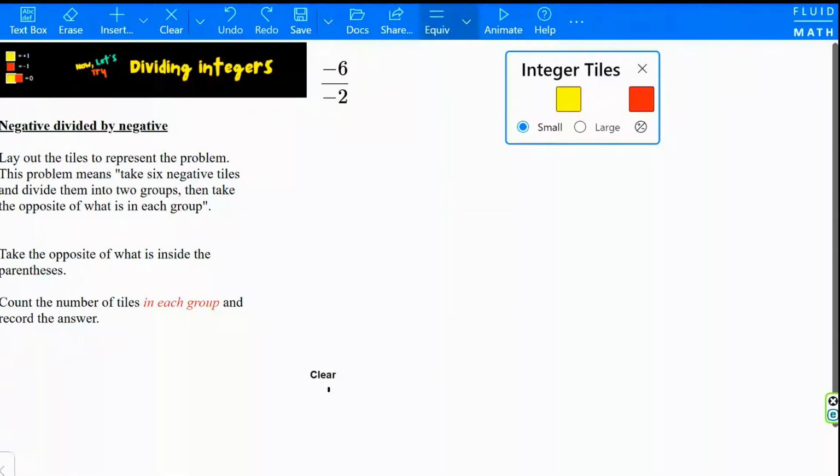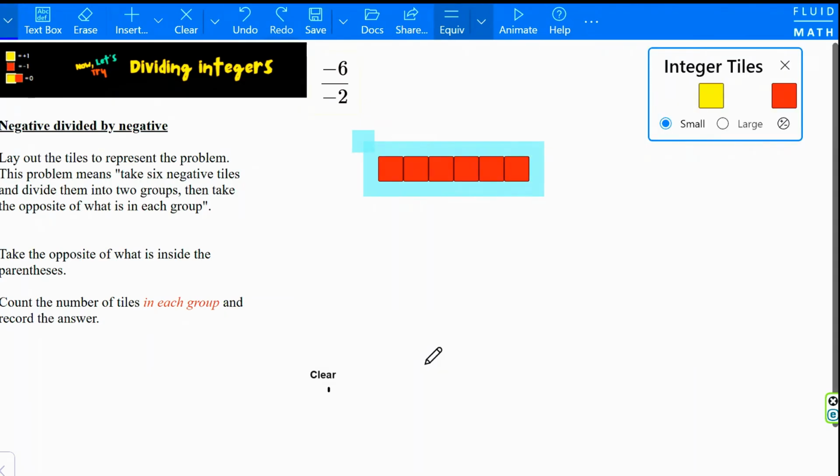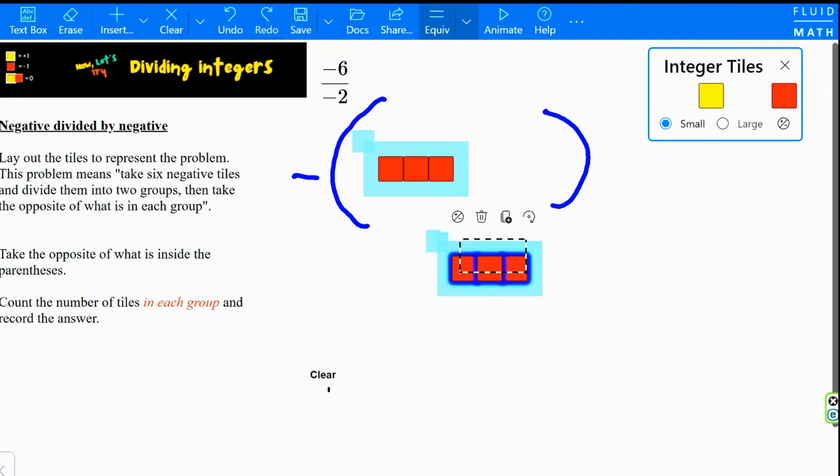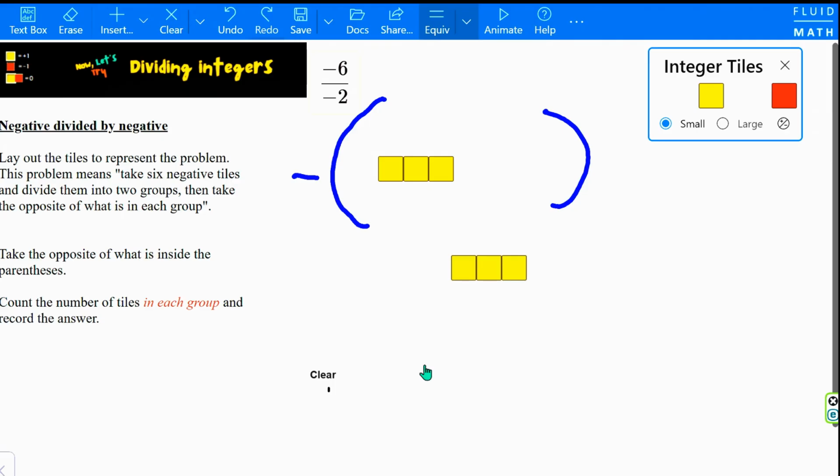Well, isn't that interesting? Now I have negative 6 divided by negative 2. The same principle applies. I have 6 negative integers, 1, 2, 3, 4, 5, and 6. And just like the previous example, I'm going to divide it into the opposite of 2 groups. So place it into 2 groups and take the opposite. So now my value, let's check it.